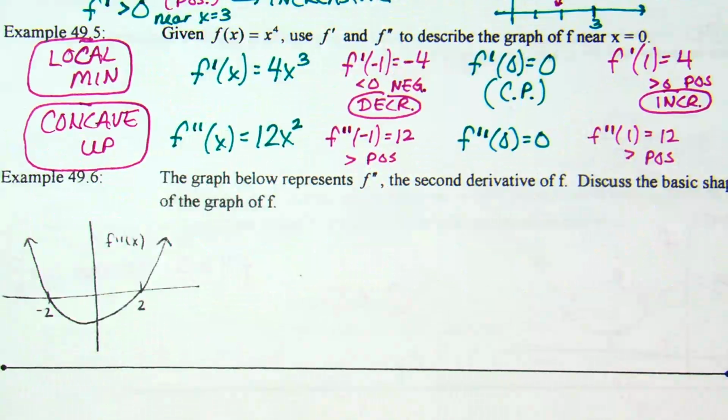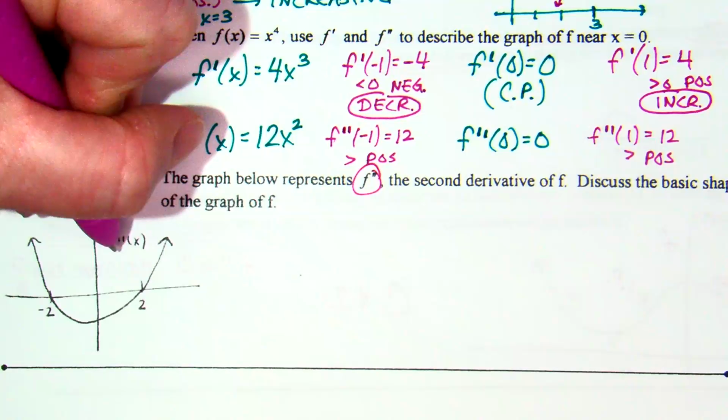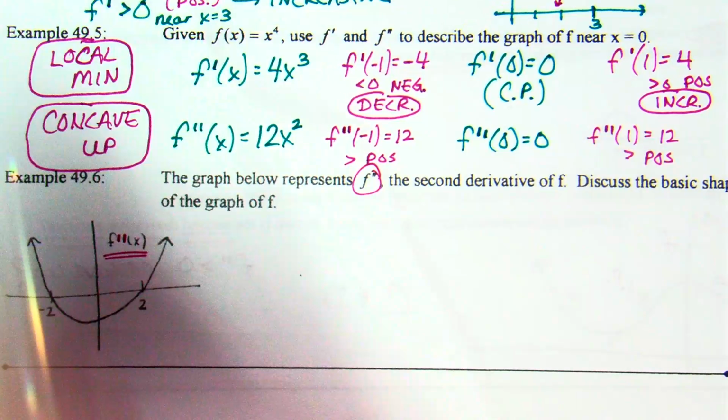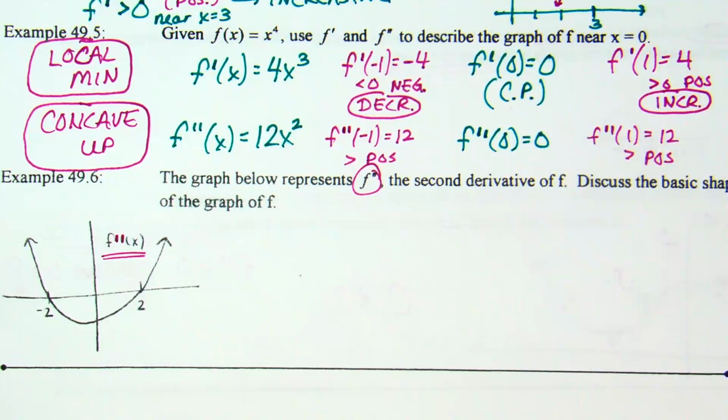The graph below represents, and if you can't read that, that is f double prime, the second derivative of f. So right there, it's f double prime. Important to note that. Discuss the basic shape of the graph of f. Thoughts? Where the graph is increasing, then it would be concave up.